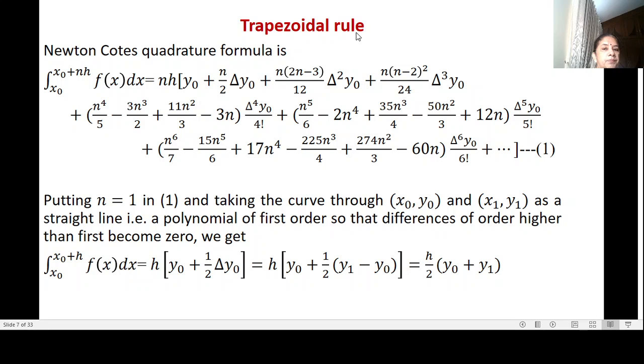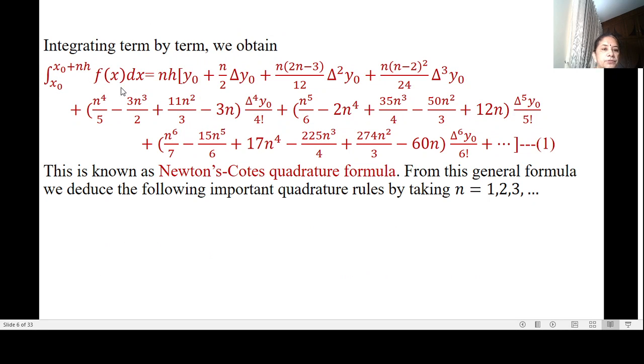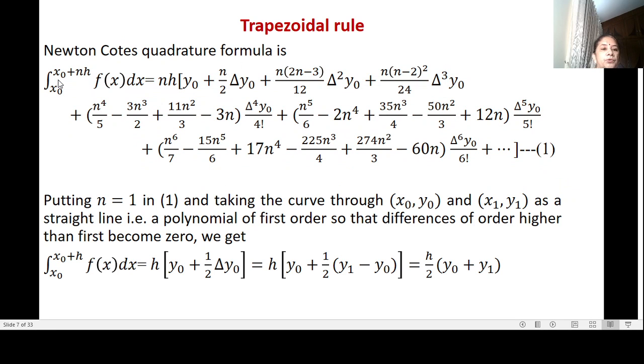In order to derive the trapezoidal rule, we need the Newton Cotes quadrature formula. So first we write the Newton Cotes quadrature formula. You have to write this formula. Okay, what we wrote as equation 1, we call the quadrature formula, so write that. So the Newton Cotes quadrature formula is, write the formula, then substitute n is equal to 1. N is equal to 1 means we are taking the curve through the points x0, y0 and x1, y1, isn't it?